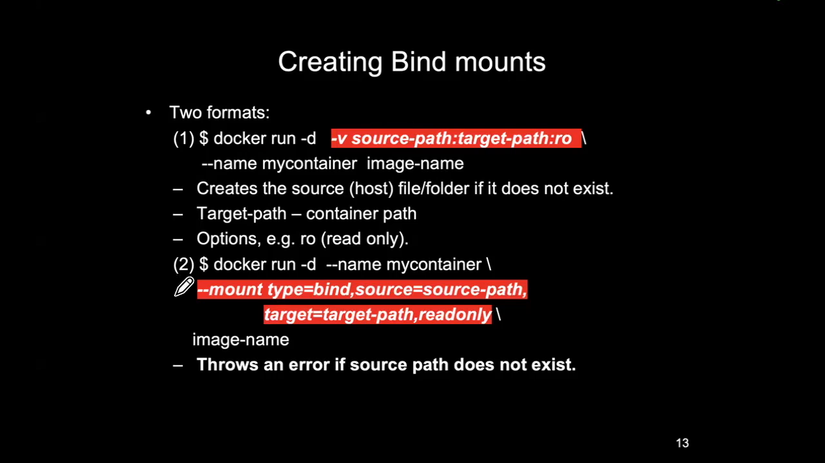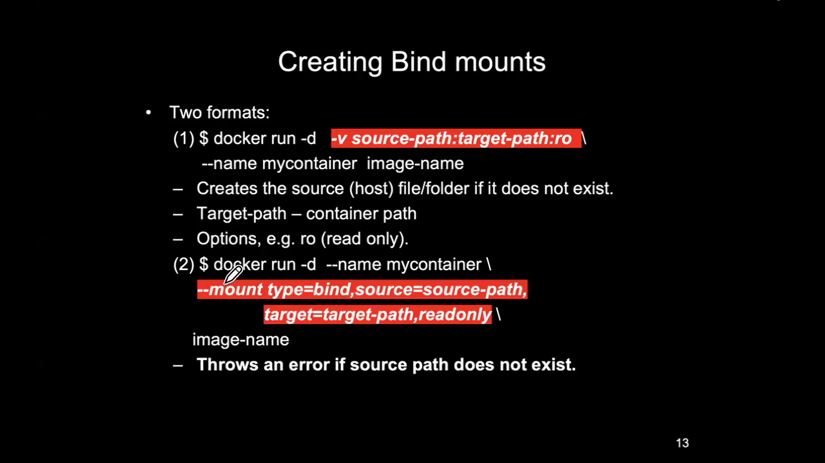One advantage of using this syntax is that if the source path, the host path, does not exist, like up here, Docker will automatically create it. Whereas when you're using this approach, Docker is actually going to throw an exception if the host path doesn't exist.